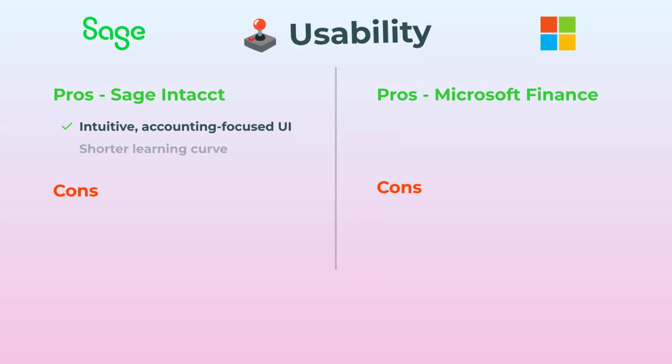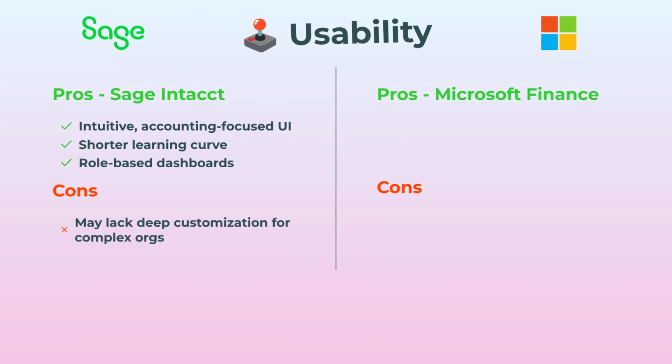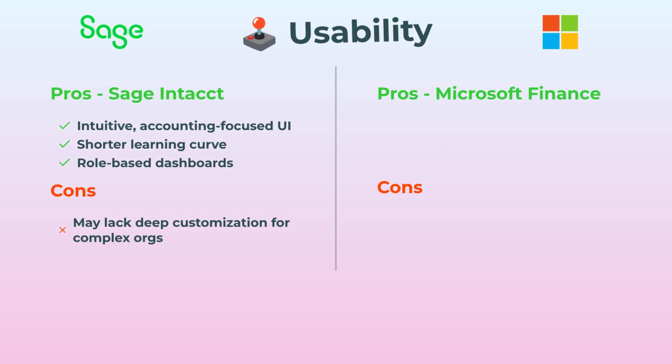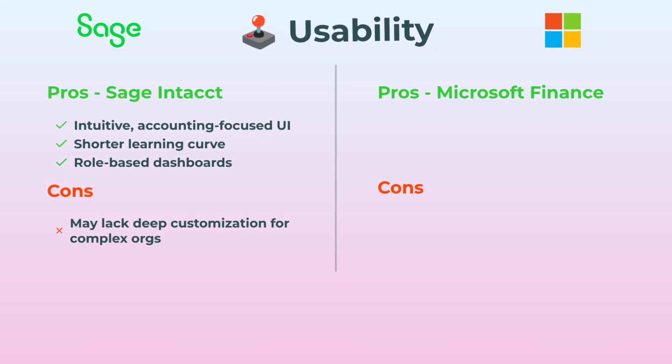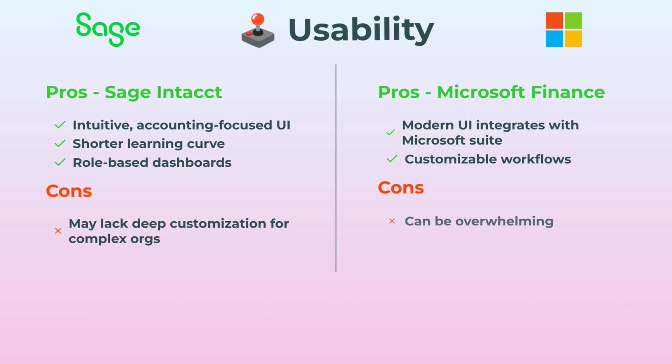Next up, usability. Okay, this one gets me really excited because Sage Intacct's UI is super intuitive. It's designed for accountants, real people who don't want to stare at a maze of options all day. You get these role-based dashboards and you can actually get things done without a week-long training course. Sure, it won't let you customize every nook and cranny if you're a multinational with ultra-specific needs, but for most, it's a breeze.